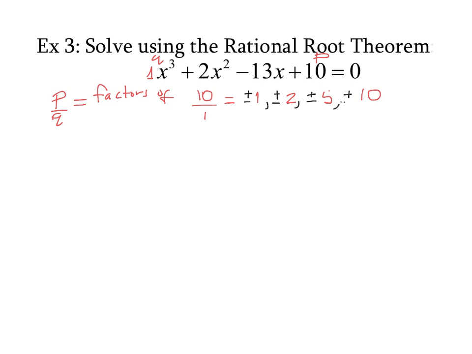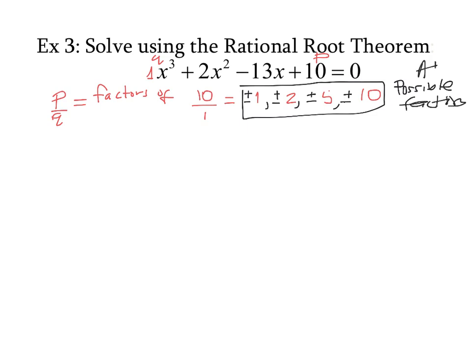Positive or negative. So they could be any of these. So these are the possible factors. All possible factors. But that doesn't mean that all of them are zeros of this polynomial. So we have to test one of them. When we test one of them and it's a factor, then we can break down the equation.